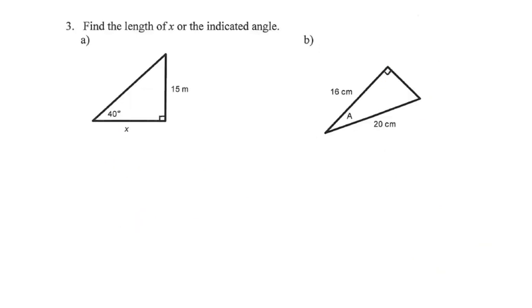Take a look at your instruction for 3. You now need to find the length of x or find the indicated angle. So everything's jumbled up. Find a side length or find an angle, depends on the problem. You jump in on A. If you're feeling super brave, then tackle both A and B, and then we'll come back and see how we match up. Pause the video now.